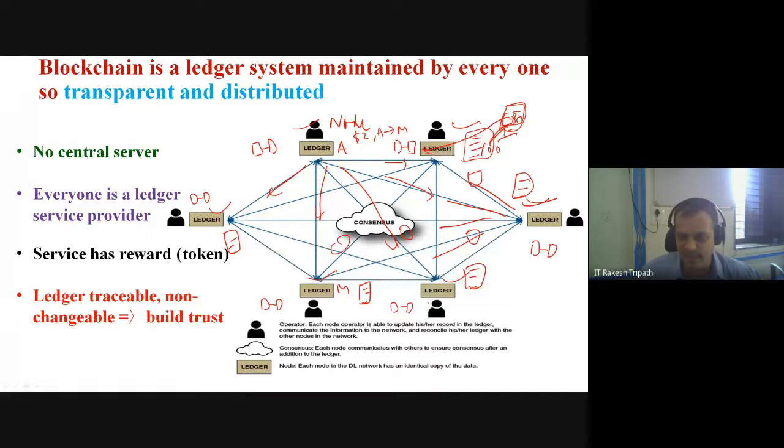So everybody will add that block to their chain, and everybody will verify that whatever transactions he has added are correct. This is called consensus. Consensus means everybody has to agree on the state of the blockchain: what transactions will be added into the block, and in what order. So they have to agree.